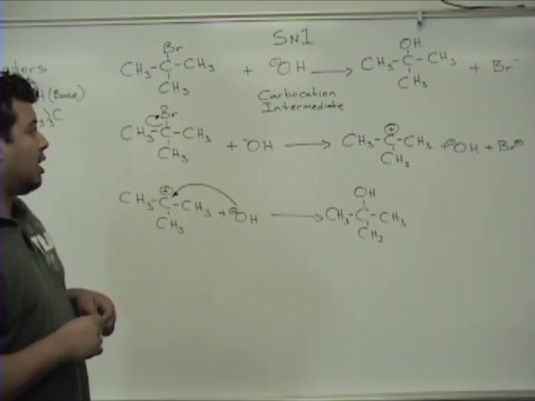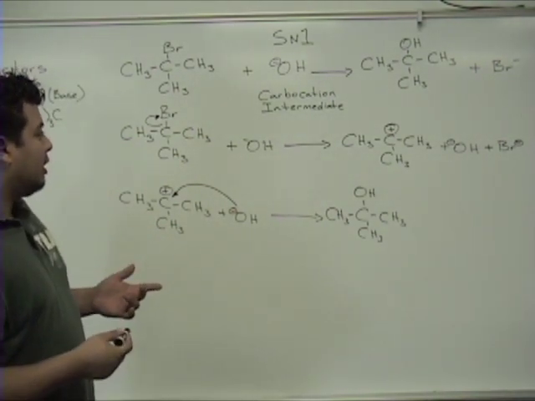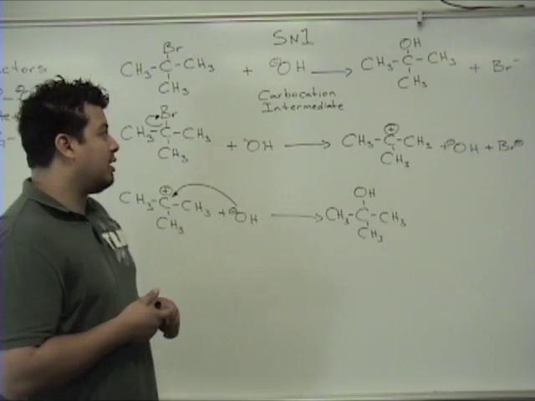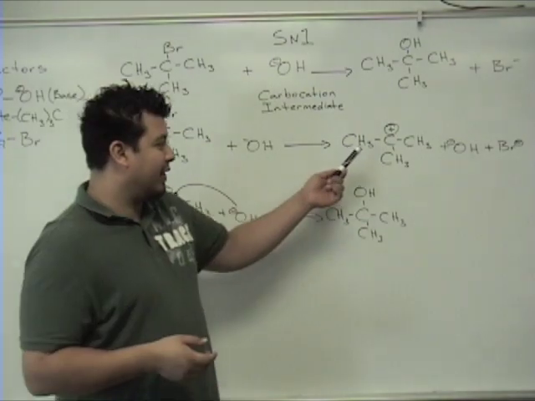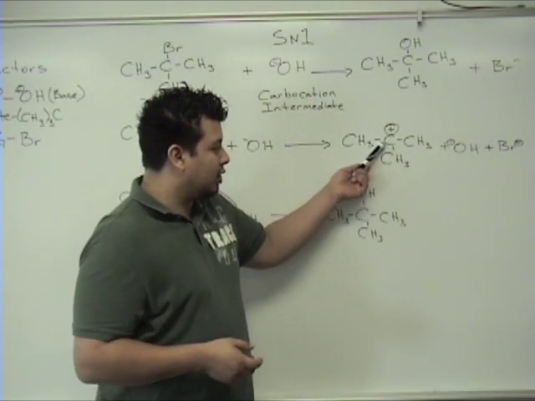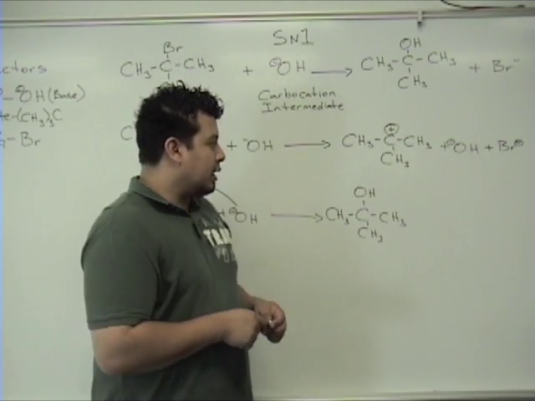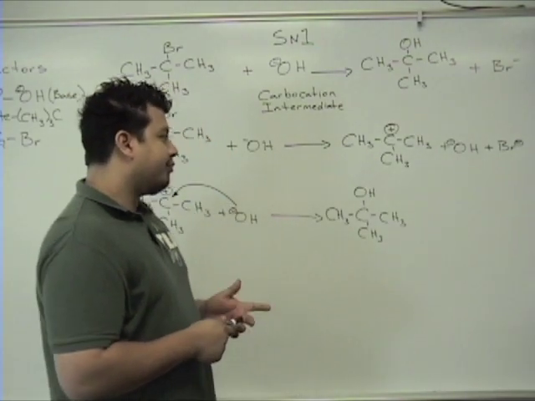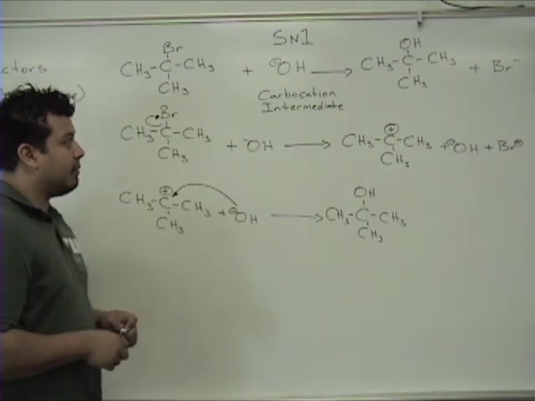But that's pretty much SN1. You gotta remember it is a carbocation intermediate, so there might be rearrangement. When you have it here, it's a tertiary carbocation, so that's pretty much as stable as you'll get in that molecule, and that's that.